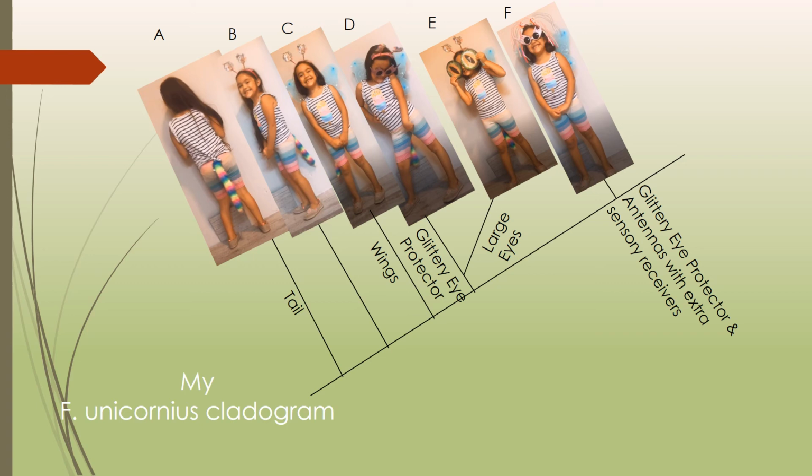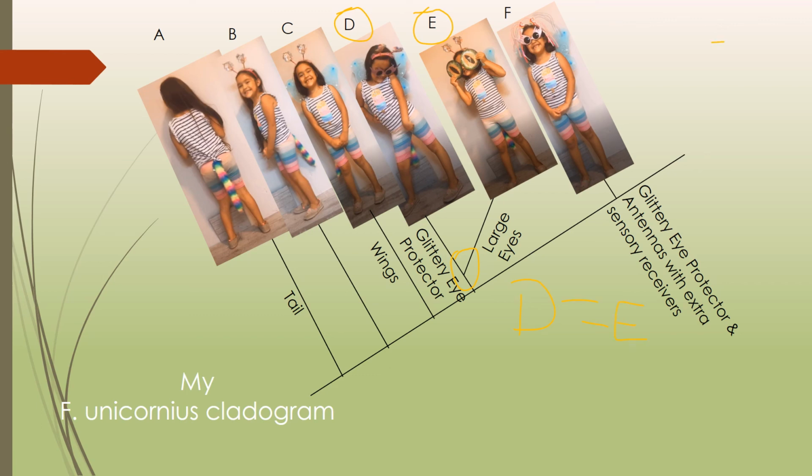Now that you've created your cladogram, please compare it to the one I've created of the fascinating unicornis subspecies. So this is a very basic cladogram, but I truly believe with cladograms that if we can understand the basics, then when they get more detailed and more extensive, it will be easier to read. So a little curveball on this one was the glittery eyes and the large eyes, so organism D and organism E. What I want you to understand here is that at this point, organism D and organism E had a common ancestor.